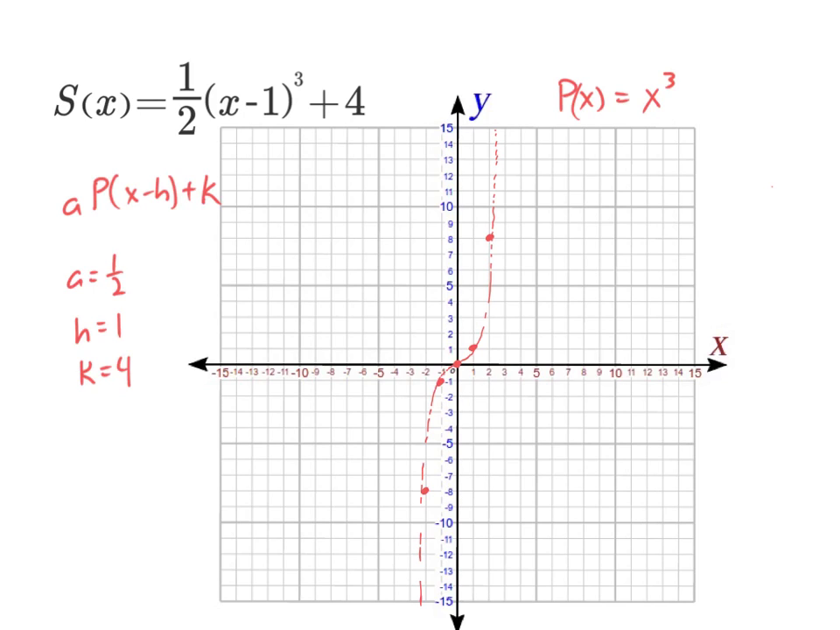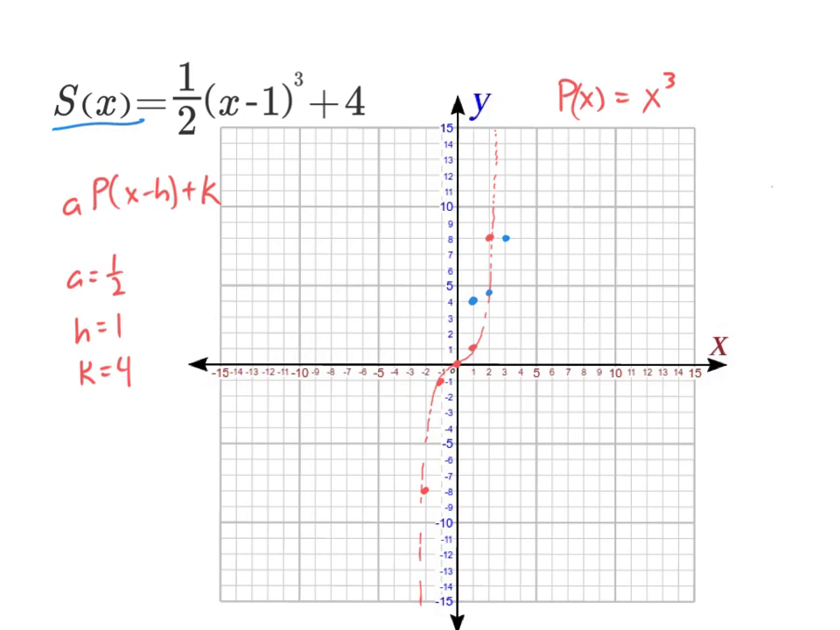So in our new function, s of x, we're going to go right 1 and up 4. So right 1, up 4 is going to give us this spot right here. Now, instead of going over 1, up 1, I'm going to go over 1, up 1/2, mainly because my stretch is 1/2. So all my y values are going to stretch by 1/2. Then instead of going over 2, up 8, I'm going to go over 2, up 4, because half of 8 is 4.